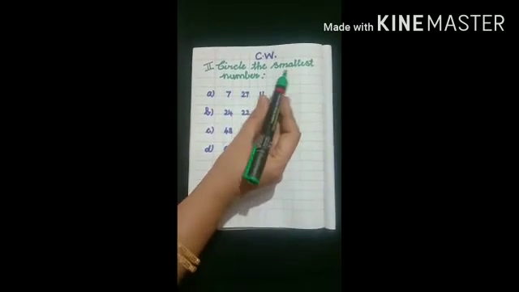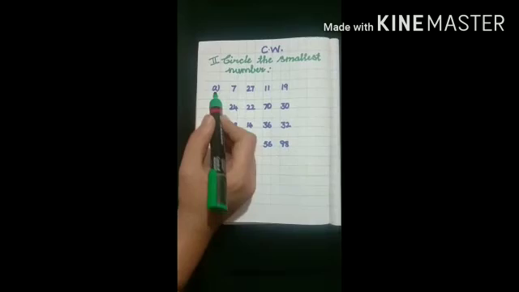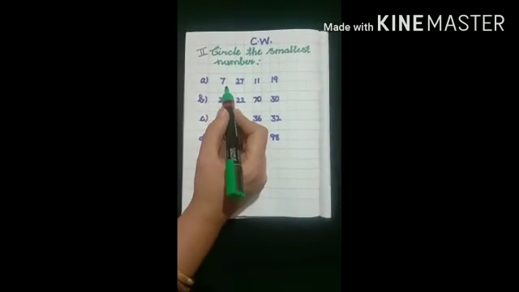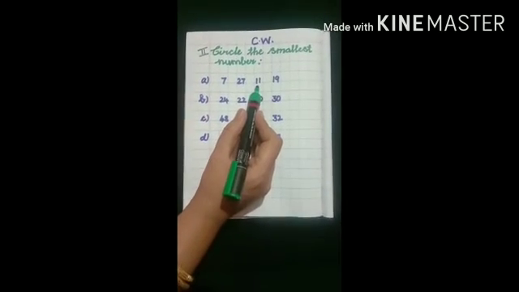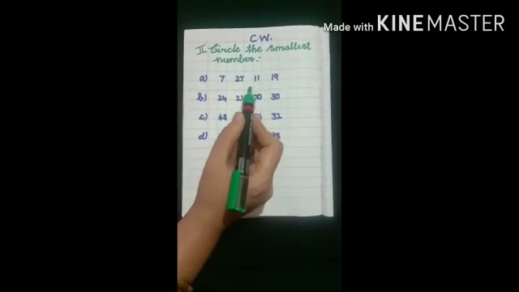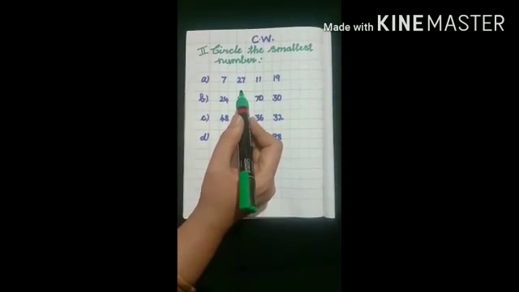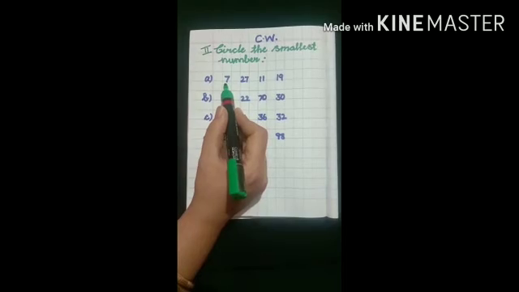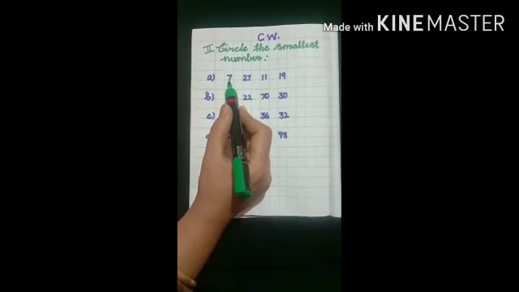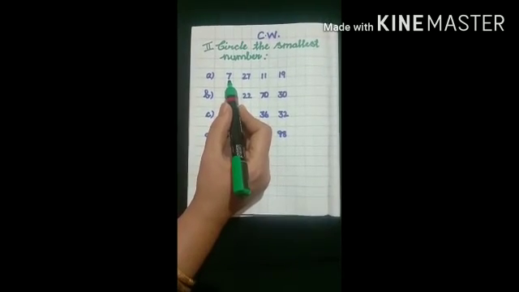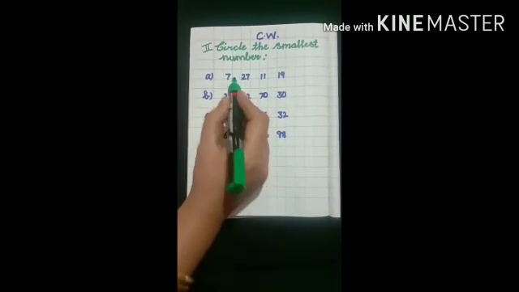Circle the smallest number. Look at this example. 7, 27, 11, 19. Which is the smallest number? Yes, 7 is the smallest number because 7 is a one digit number. So, circle 7.